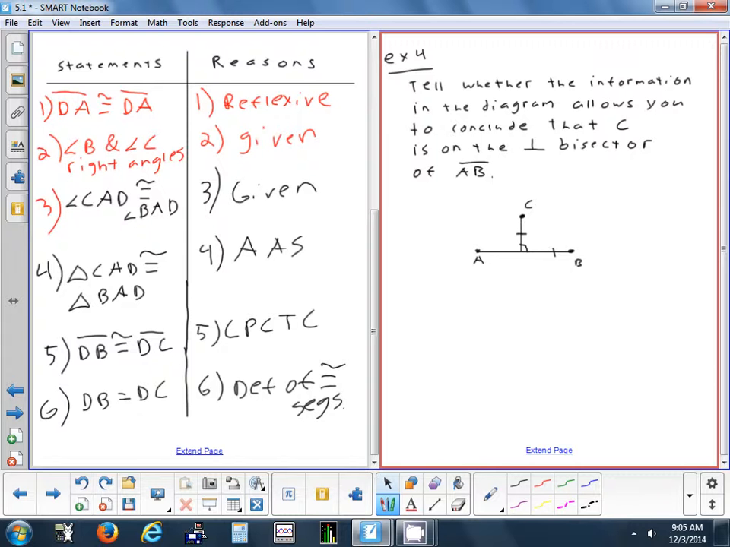What would be the fact you have to know here? If you want to prove C is on the perpendicular bisector, what would be the perpendicular bisector theorem? What would have to be known here? That from A to C is congruent from B to C. Right. You'd have to show that segment AC and BC are congruent or that their measures are the same. Do you have enough information in this picture?